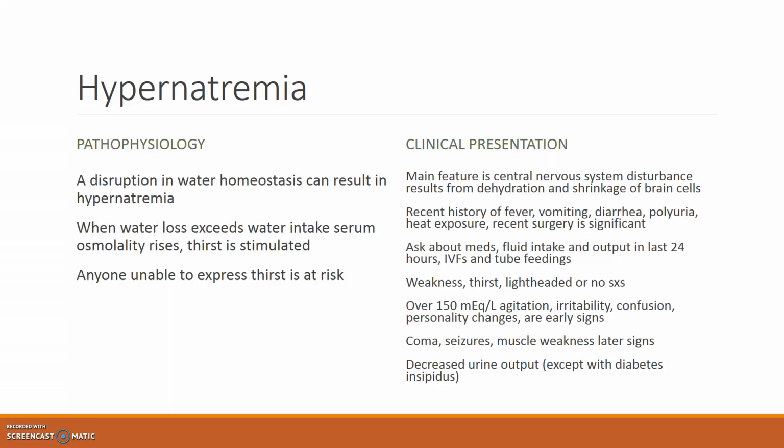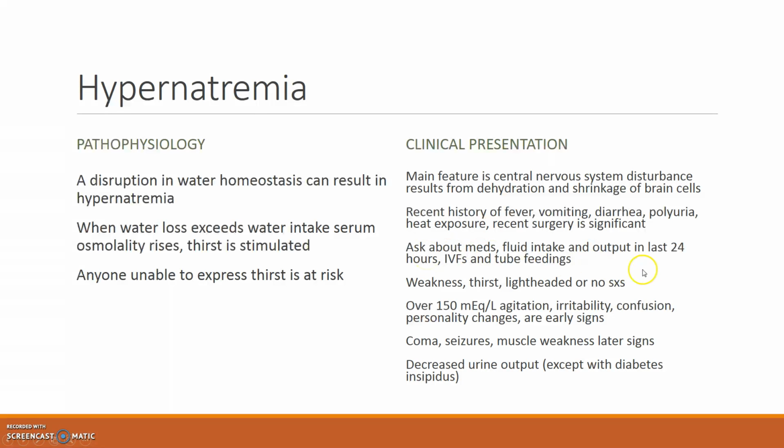In older adults, the physiologic aging changes may increase susceptibility to electrolyte changes, but anyone unable to adequately express thirst, such as infants and those with decreased sensorium, is at risk for hypernatremia. So how do these people, our patients, present? The main clinical feature is central nervous system disturbance resulting from that dehydration and shrinkage of brain cells. They might have had a recent history of fever, vomiting, diarrhea, polyuria, heat exposure, or even recent surgery. All of those are significant to investigate.